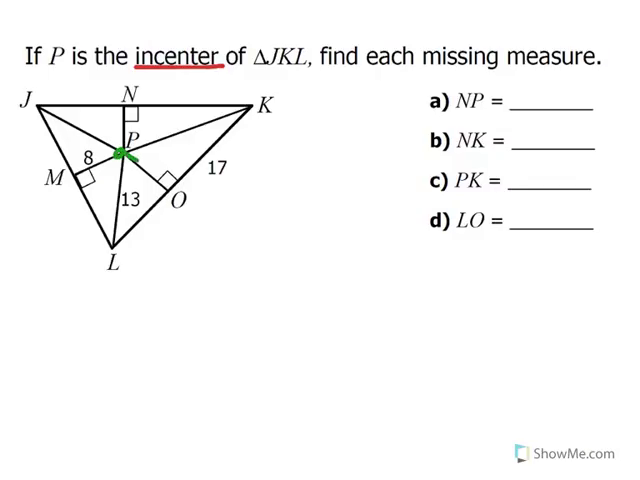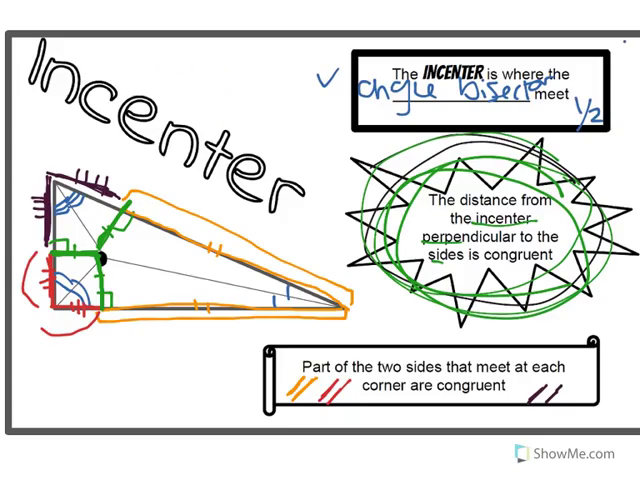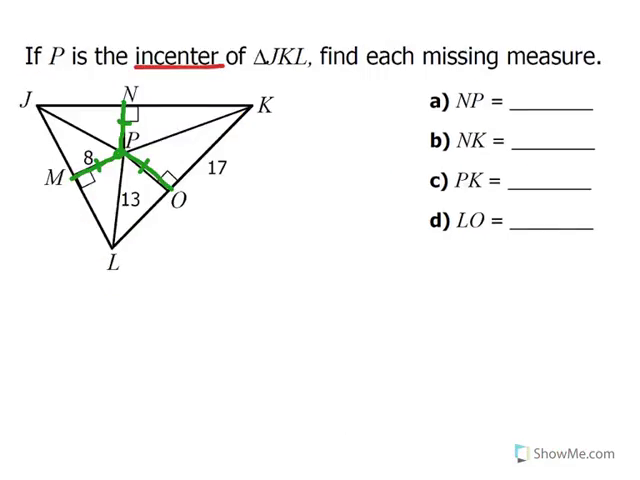So incenter, perpendicular, incenter, perpendicular, incenter, perpendicular. Those are all congruent. Alright, so now let's also remember that with your incenter, the sides connecting the angles are congruent, the parts of the sides. So those parts were congruent, these parts were congruent, and those parts were congruent. So we want to mark that off in our picture also.